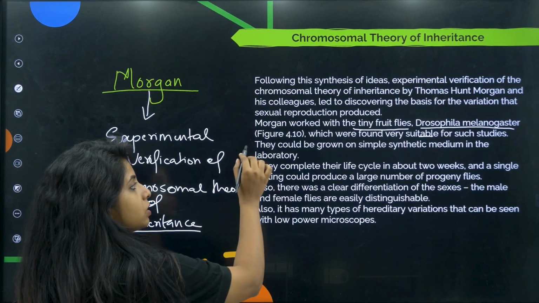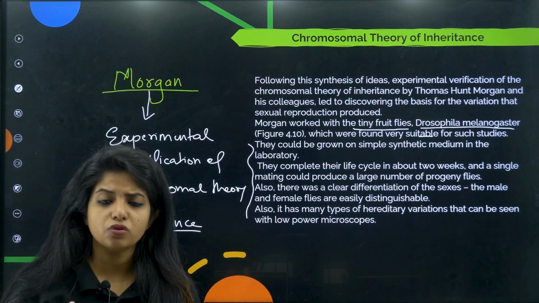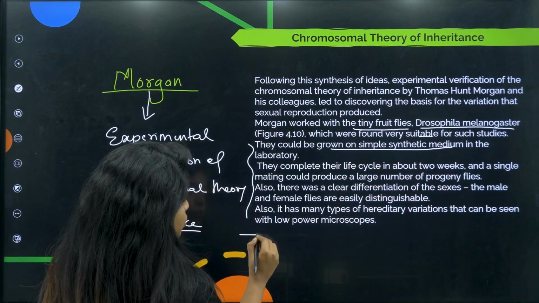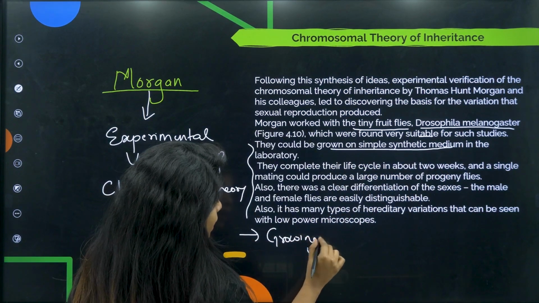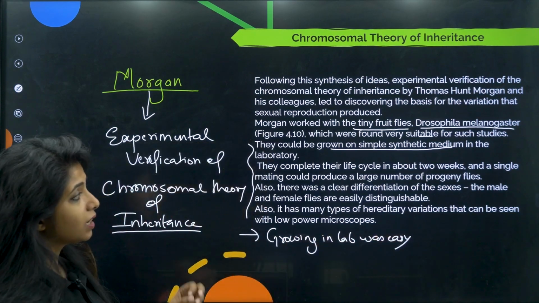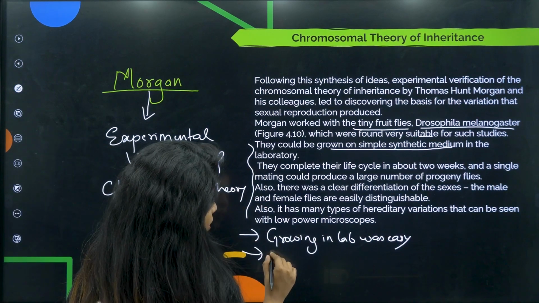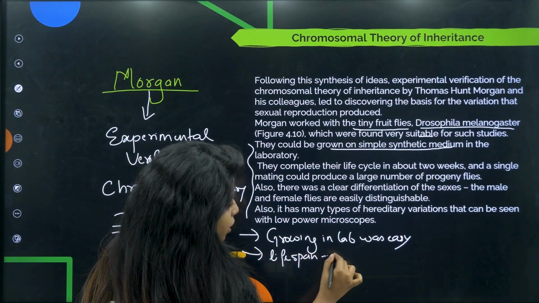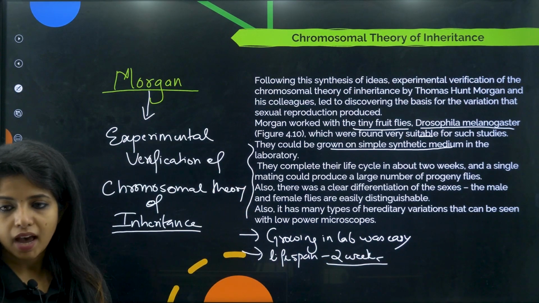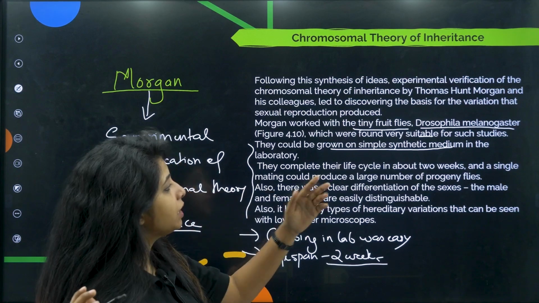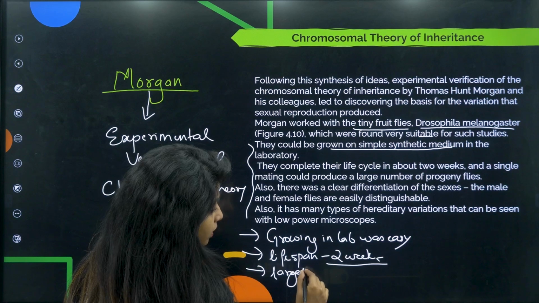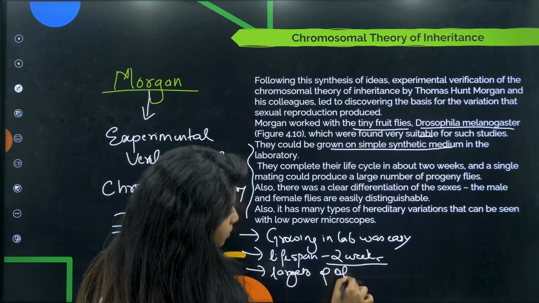Now there are a few key terms given over here, about why he actually chose Drosophila melanogaster. First thing, they were grown on simple synthetic medium, so growing them was very easy. Growing in the lab was easy, agree? Next thing, they complete their life cycle within about 2 weeks. So the lifespan is just 2 weeks. So I just have to wait for 2 weeks to see my results. That's all. If I am a scientist, I just have to wait for 2 weeks to see my result. And a single mating could produce a large number of offsprings. So I can study so many offsprings. So, a large number of offsprings.